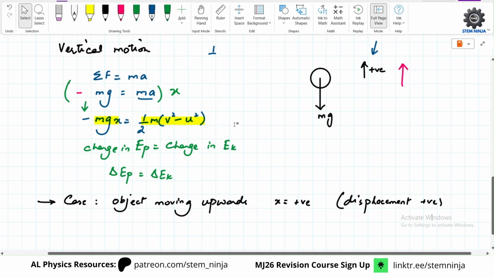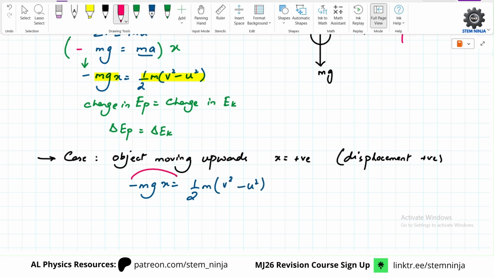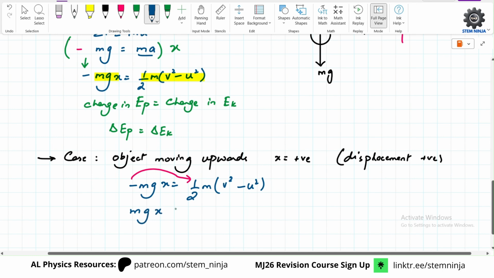So what we would do simply over here, we will keep it as it is since x is positive. So we will just simply take the half m v squared minus u squared. We will take the minus sign on the other side and multiply it over the bracket. You will get mgx, and remember it's a positive. This is going to turn into half m u squared minus v squared.